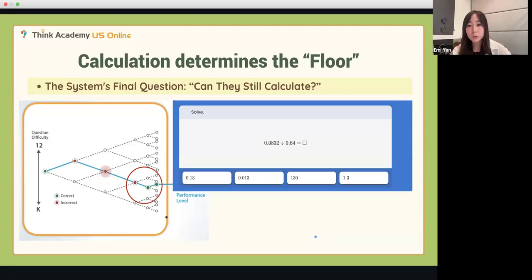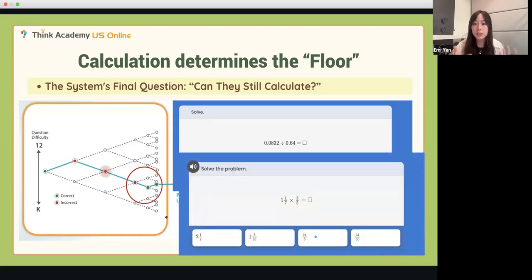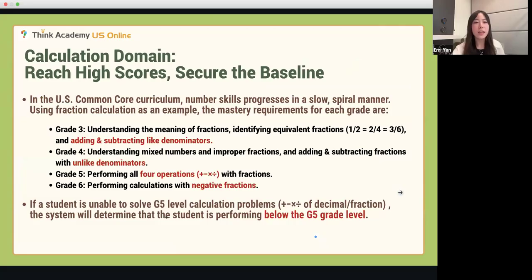And what they're going to do before they send me the grade 4 questions is ask a question like this. Let's take a look. This question has no reading needed, right? It's a pure calculation about decimals. Or you will see something like this. Still pure calculation, right? Multiplying fractions. So this time, the system is going to ask the final question: can the kid still calculate? If you cannot do the calculation, I'm going to receive grade 4 questions. The system says, all right, Emmy, you're just grade 4. But what does it mean?